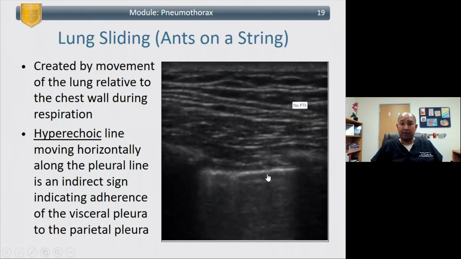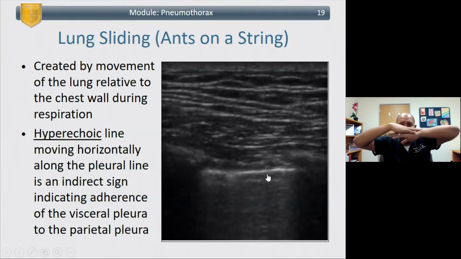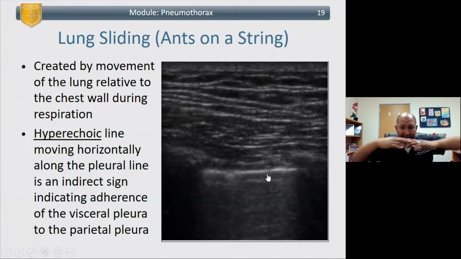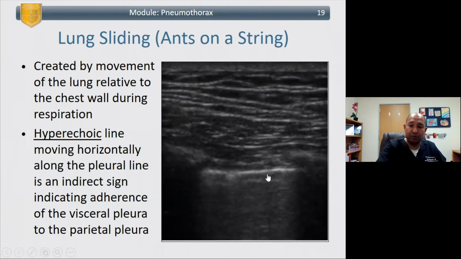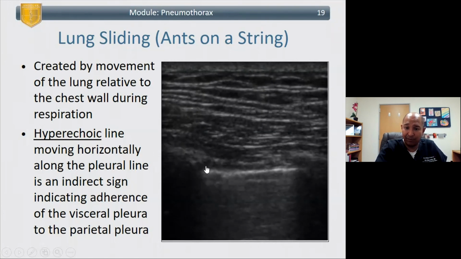So when we talk about the pleura, remember there's two pleura. We have the visceral pleura where it's smacked up against the organ. We have the parietal pleura that's smacked up against the chest wall. And they're really together, and they kind of move. They slide along each other when you're breathing. So when you're breathing, the visceral and parietal pleura are sliding against each other. And that's why you get this kind of like ants on a string, is what they classically call it, ants moving back and forth.